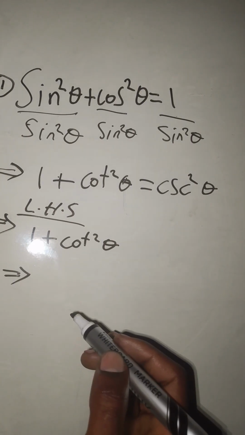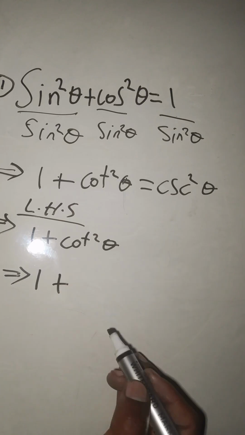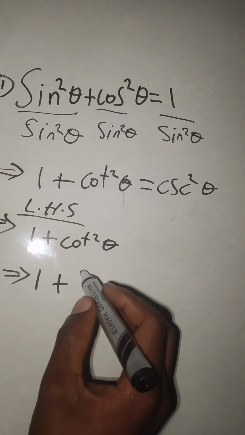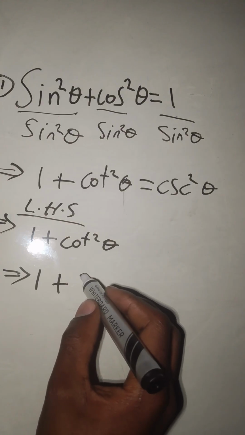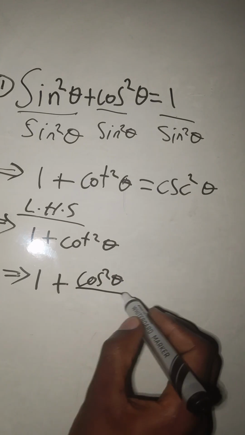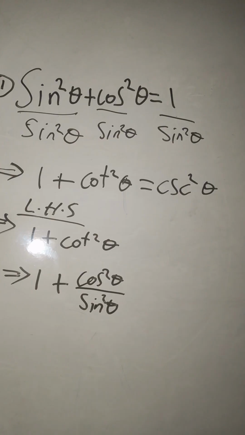So now what are we going to do here? We're going to say 1 plus, what is cot? Here we know that cotangent squared theta is equal to cos squared theta over sine squared theta.